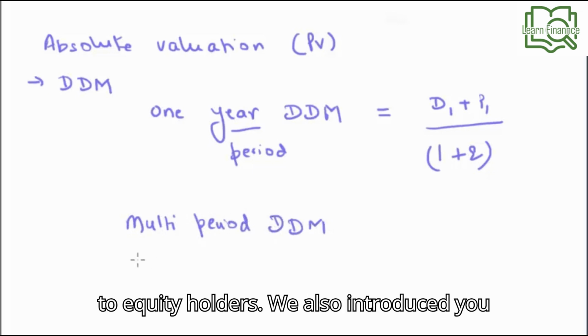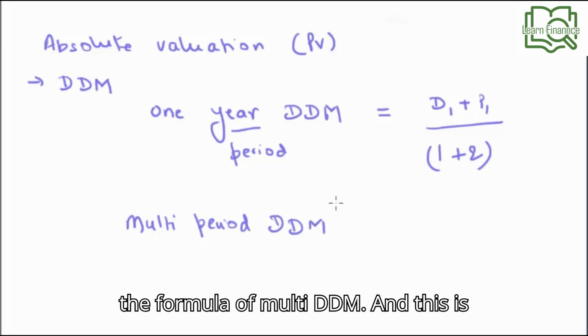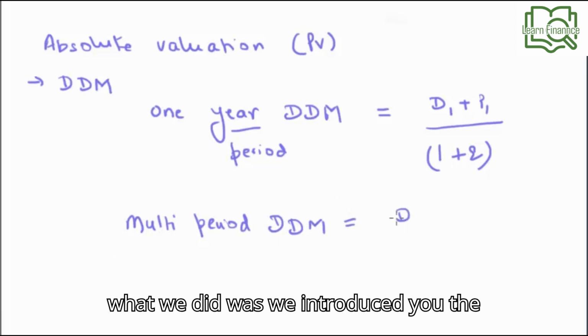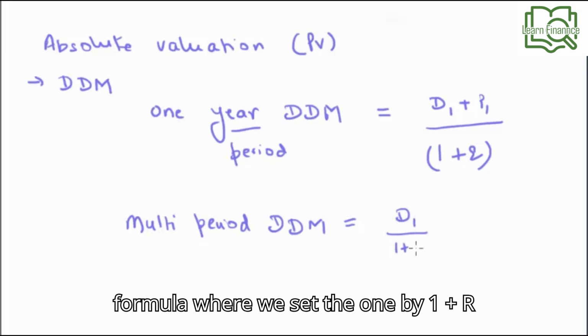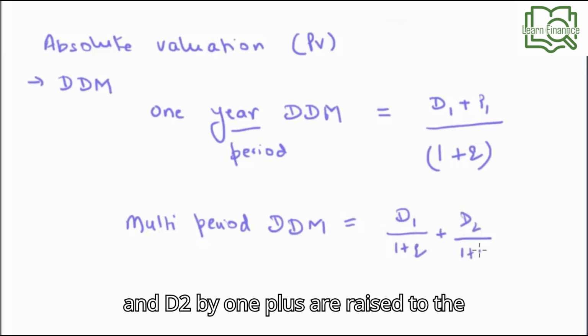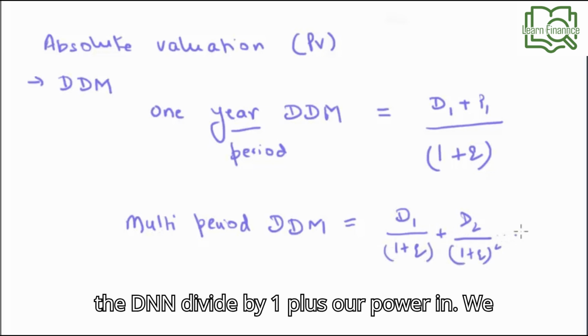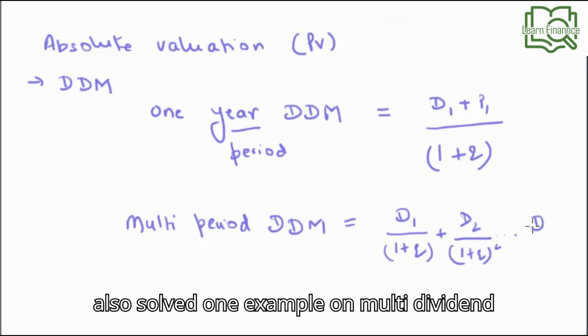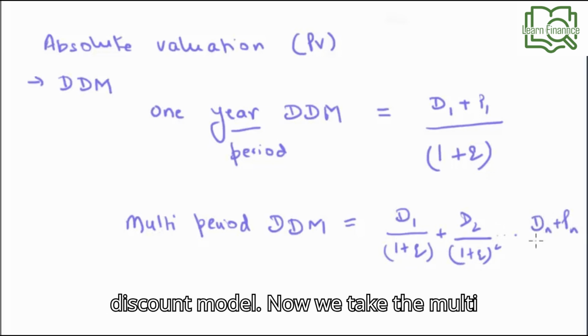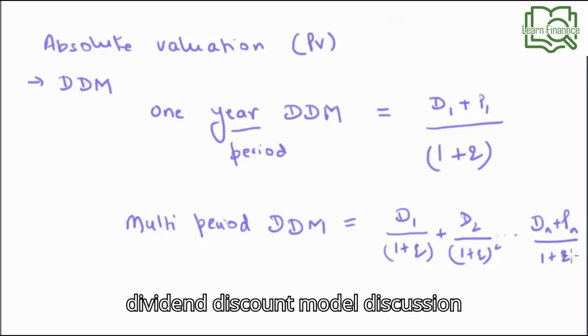We also introduced the formula of multi-period DDM. Here we introduced the formula where we have D1 by 1 plus R, and D2 by 1 plus R raised to the power 2, and at the end it's basically Dn divided by 1 plus R power n. We also solved one example on the multi-dividend discount model. Now we take the multi-dividend discount model discussion further.